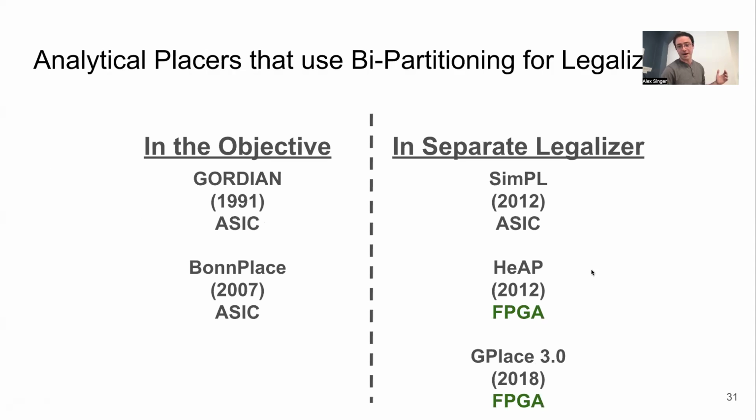SimPL came out in 2011, with an updated paper that I'm using for reference here in 2012, and HeAP came out in 2012. So they applied this pretty much instantly. So it's an impressive work.